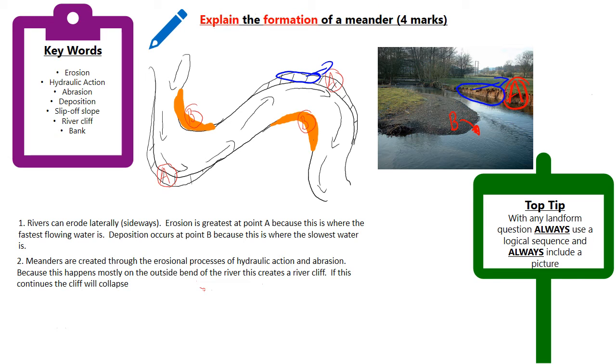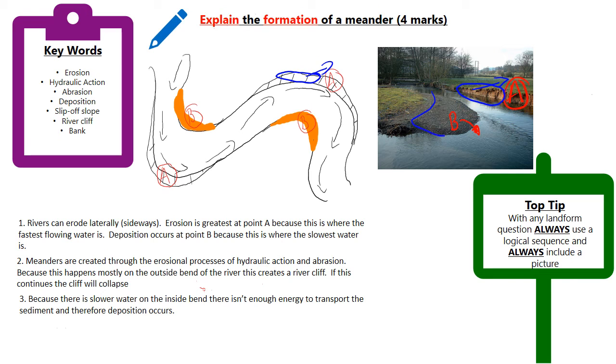Okay, if we go on to our next point, the slower waters on the inside bend. So again, it's just the complete opposite. Because there's less energy now, you can see that all of this material here, again labelled in blue, has been deposited because of the slow water. And then if I label that on mine, you can see where that is on the diagram. And because it hasn't got any energy, it all gets deposited.